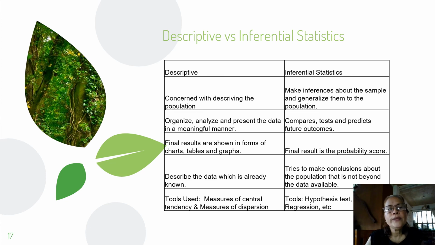What are the tools we use for descriptive statistics? We say we use descriptive statistics, which will be a roundabout way of saying things, and we're not able to clarify what that descriptive statistics is really about. So the tools we use for descriptive statistics will be measures of central tendency and measures of dispersion.